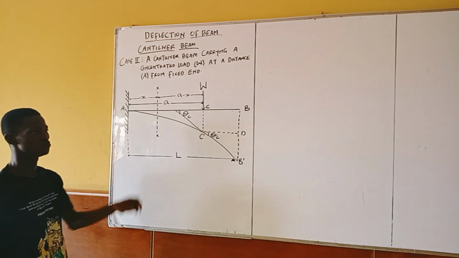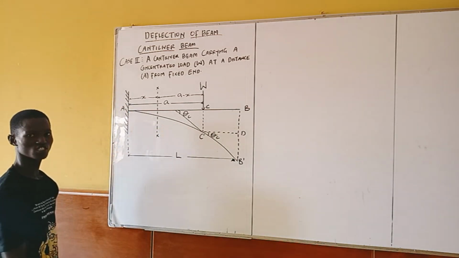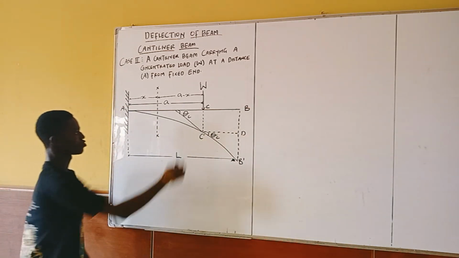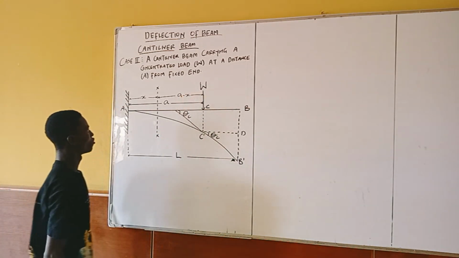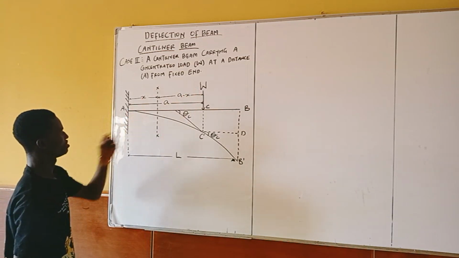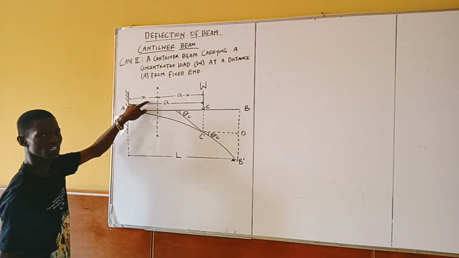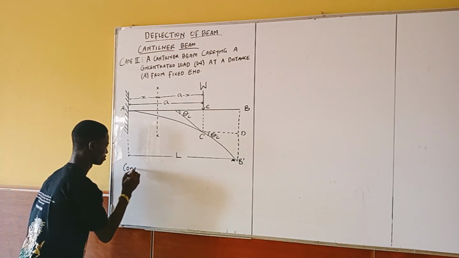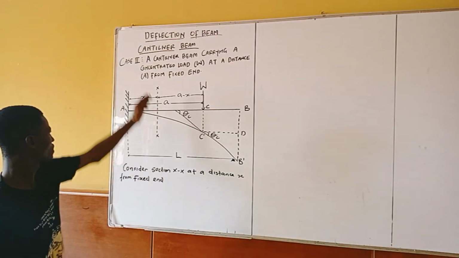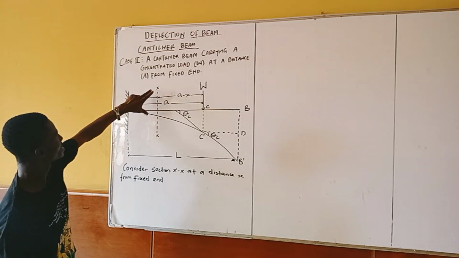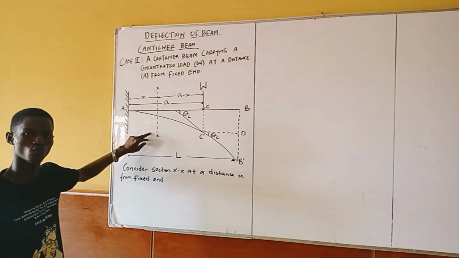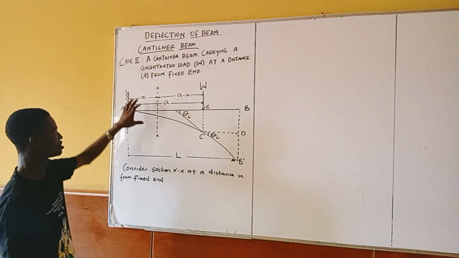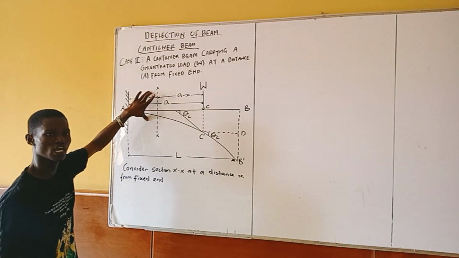So for us to know the deflection at any section of this beam, you need to consider any section. You can decide to consider this section if you wish, but I'm choosing to consider this section, at a distance x from the fixed end. At section XX, I need to find my moment at this point. We know that moment is force times perpendicular distance.